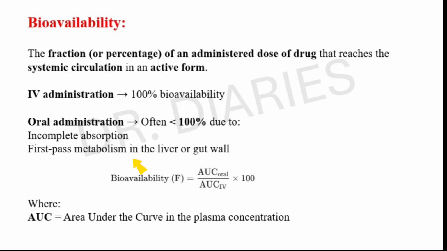Bioavailability tells us the actual amount of drug that becomes available to produce therapeutic effects. Oral doses often need to be higher than IV doses to achieve the same effect. Bioavailability is measured using the AUC, area under the curve, of the plasma concentration time graph. AUC represents total drug exposure over time. A drug with higher AUC means more drug is available in blood and has higher bioavailability.